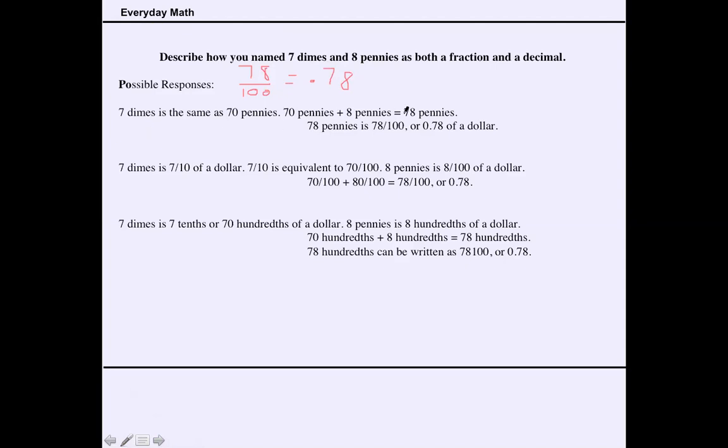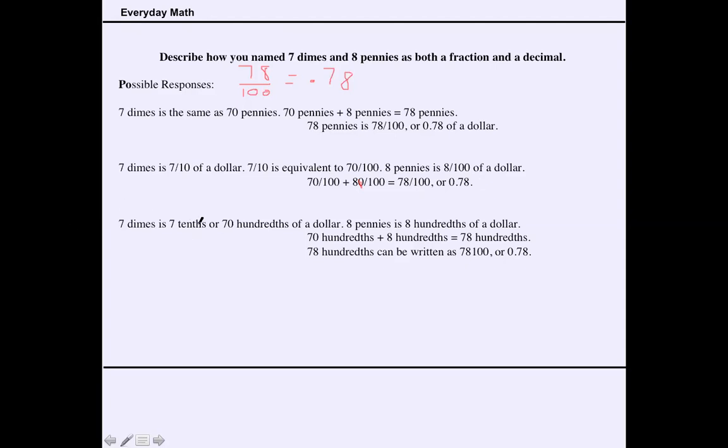So 7 dimes is the same as 70 pennies. 70 pennies plus 8 pennies equals 78 pennies. 78 pennies is 78 100ths, or 0.78 of a dollar. 7 dimes is 7/10 of a dollar. 7/10 is equivalent to 70 100ths. 8 pennies is 8 100ths of a dollar. So 70 100ths plus 8 100ths equals 78 100ths, or 0.78. This is supposed to say 8.